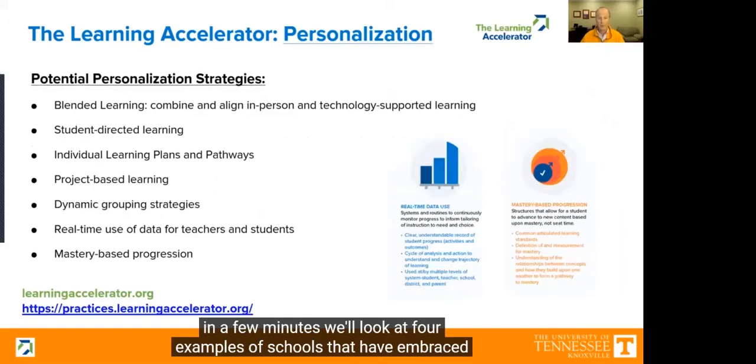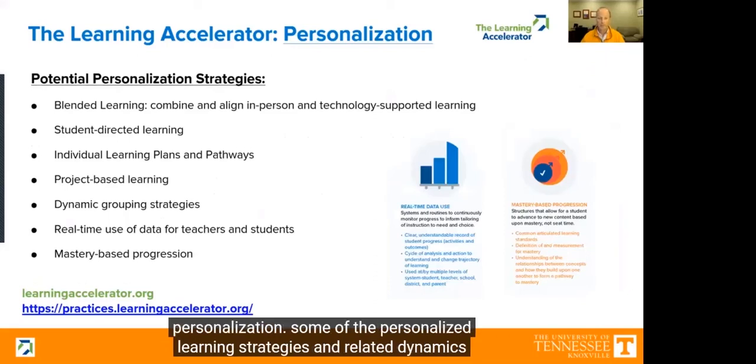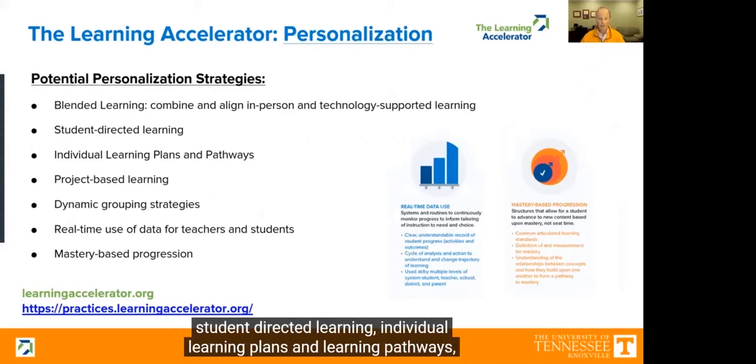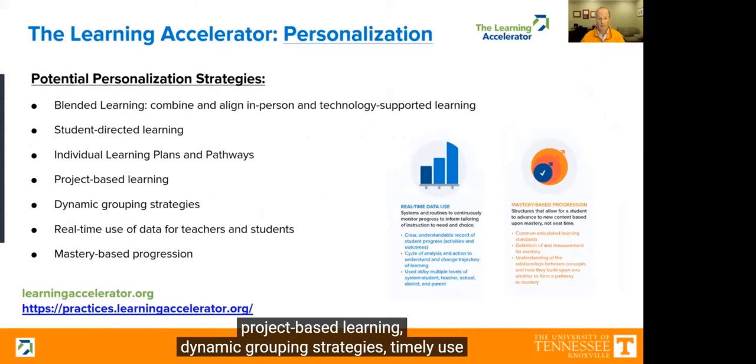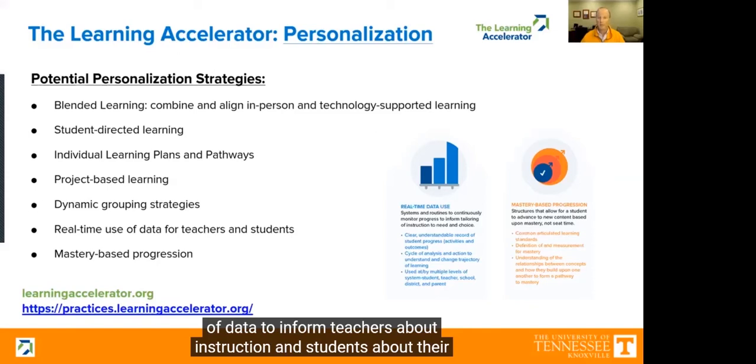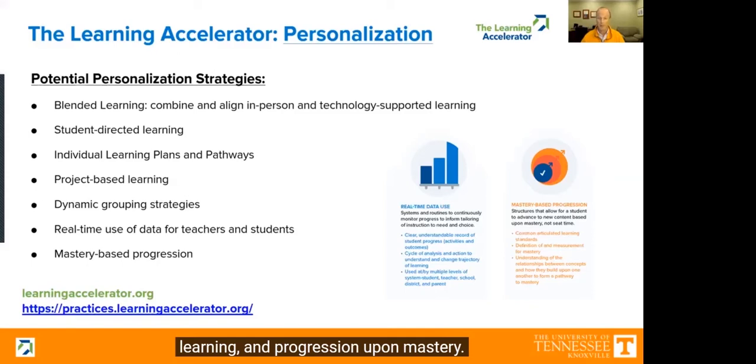In a few minutes, we'll look at 4 examples of schools that have embraced personalization. Some of the personalized learning strategies and related dynamics that you might see in those examples include blended learning, where schools purposefully combine and align in-person and technology-supported learning, student-directed learning, individual learning plans and learning pathways, project-based learning, dynamic grouping strategies, timely use of data to inform teachers about instruction and students about their learning, and progression upon mastery.